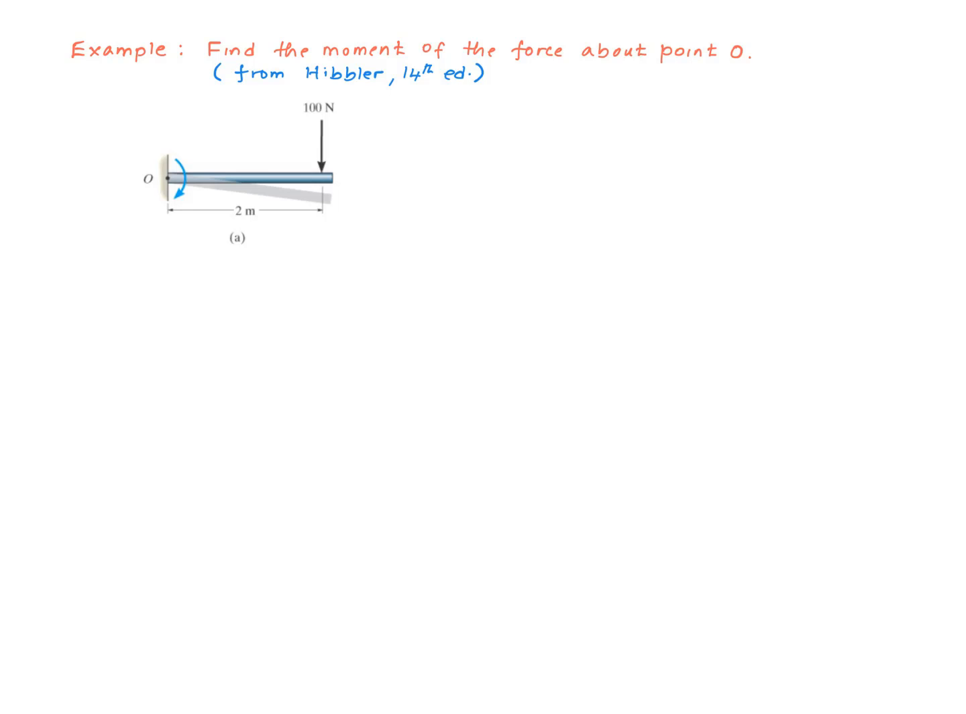these cases. Here's one case, and we need to find the moment about point O for this force, 100 Newton, that is acting at the end of this cantilever beam perpendicular to it. And we see for this problem that the line of action is this vertical line, and the distance perpendicular to the line of action is therefore 2 meters, right?